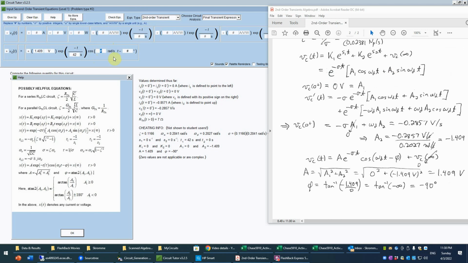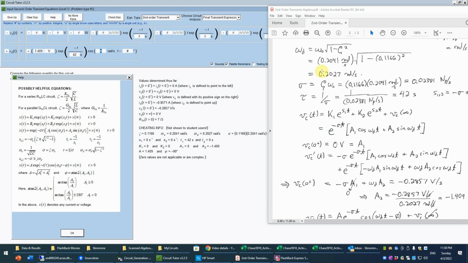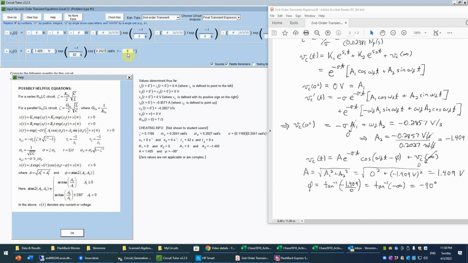Remember the thing that multiplies t in the cosine is omega d, as you see from this formula. Our omega d, we had evaluated earlier as 0.2027, so we'll put that in. Remember, that's not omega naught, it's omega d, which is a little bit different. And then the phase angle, again, was minus 90. Since there's a minus there, it's minus the phase angle, so we do have to put that in with its sign, minus 90, and then that'll get added effectively. We put all the parameters in, and we check that. That is in fact correct.